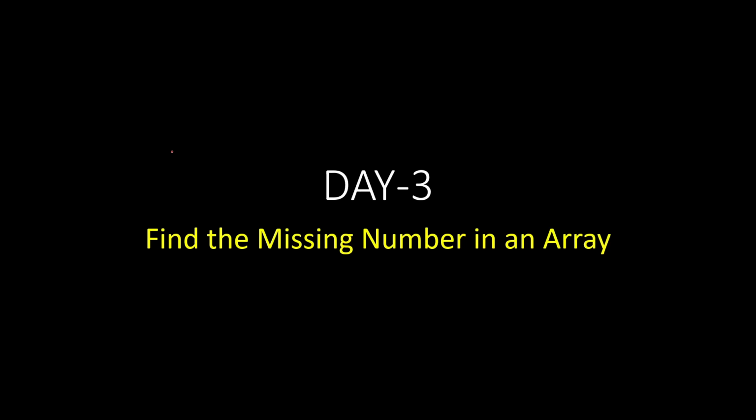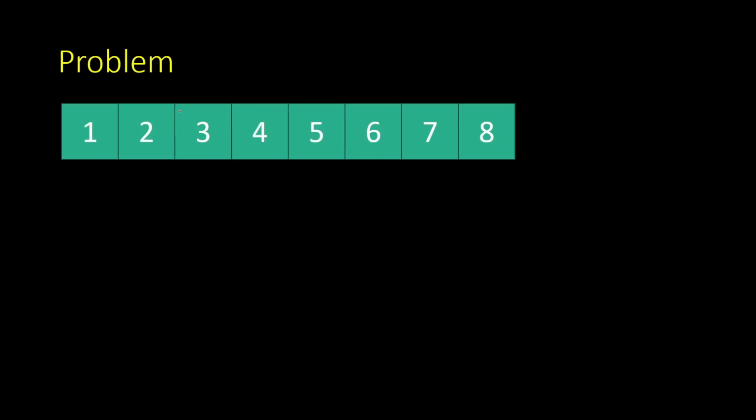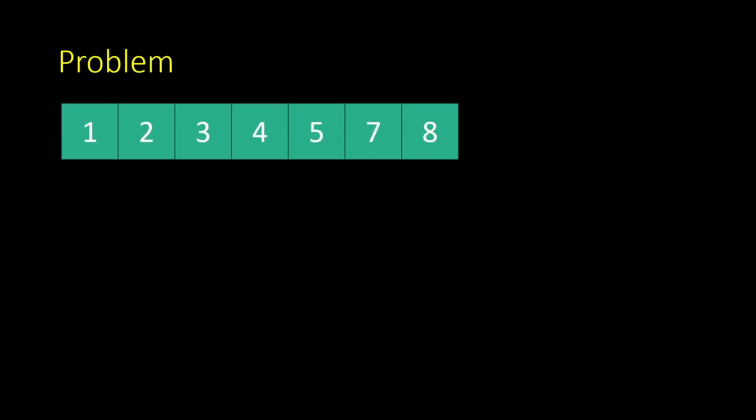So today we are going to see a problem which is find the missing number in an array. So what is this problem? Assume there is an array. At the moment this array contains 8 elements. The problem says if one of the elements of this array is removed or missing, what is the best way you can solve this problem to find that particular element?